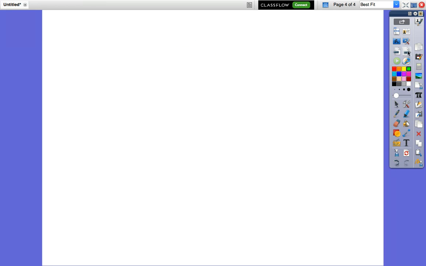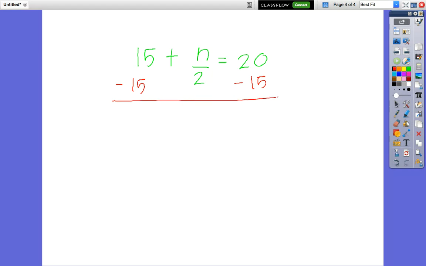All right, let's look at one more. Suppose I have 15 plus n over 2 equals 20. Now, the first thing I've got to do is separate my constant. So I'm going to subtract 15 from both sides because 15 is a positive value or it's being added. 15 minus 15 is 0. So I get n divided by 2 or n over 2. And 20 minus 15 gives me 5.